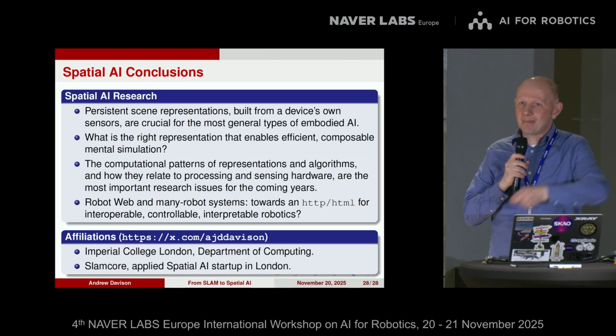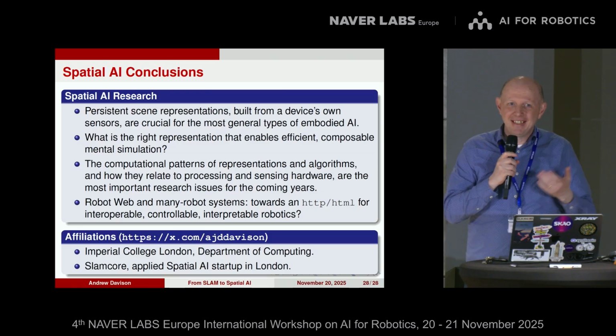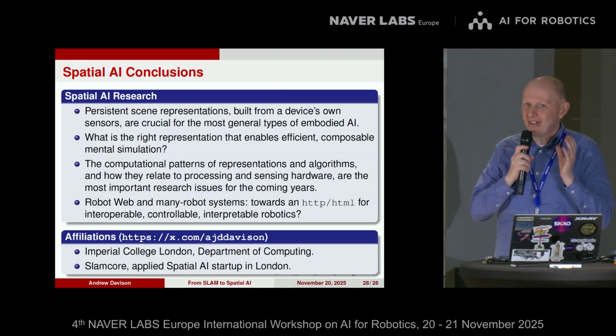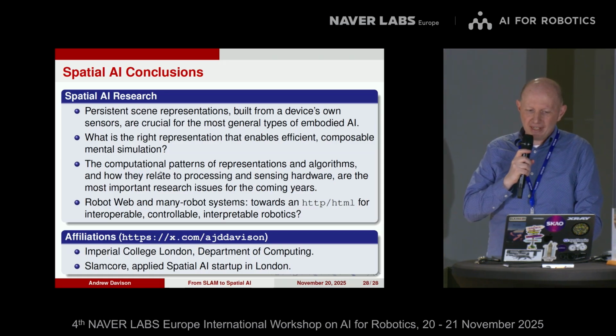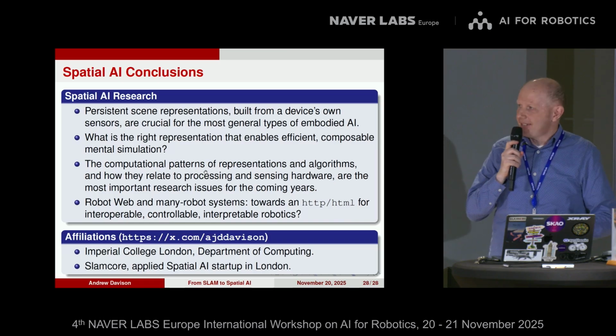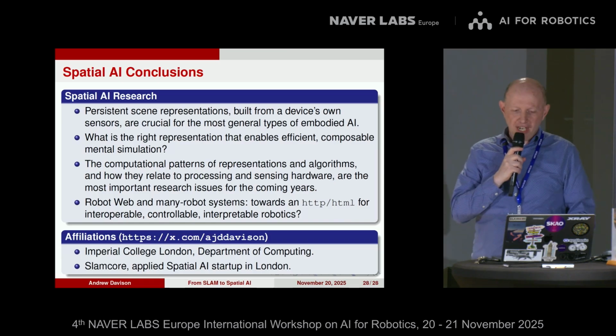If I pick up this object and use it to manipulate this object, what will happen? Humans can do that in a really creative way. How will we get robots that can do that? So really important research issues, I think the computational patterns of representations and algorithms and how those will relate to what's going on in changing hardware.